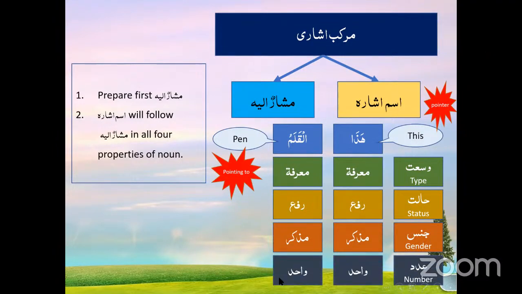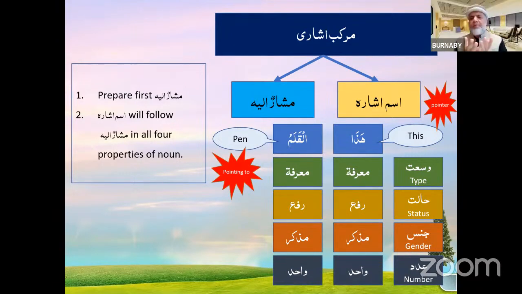Agree? So whenever you're going to deal with the murakkab ishari, you know that it's a combination of two things, and they're two nouns. It's basically the combination of two nouns. And don't nouns have four properties? The wusat, the halat, the jins, and the adad. So you cannot separate them. You have to think about all of them together. So these murakkabat, they have to follow certain rules.